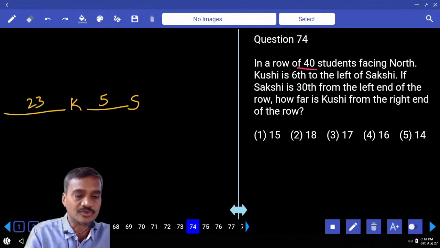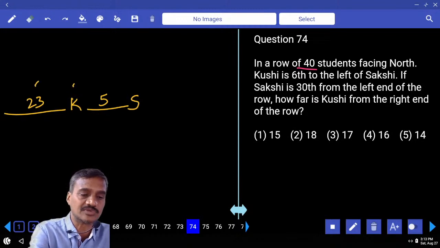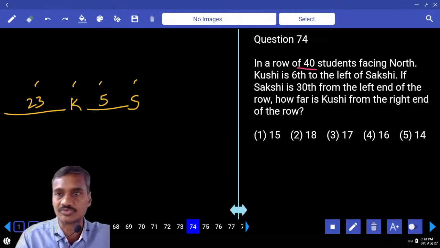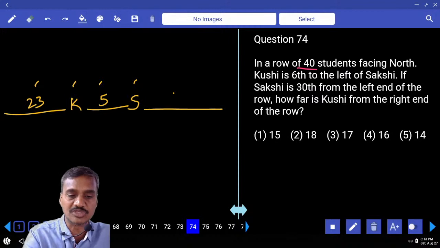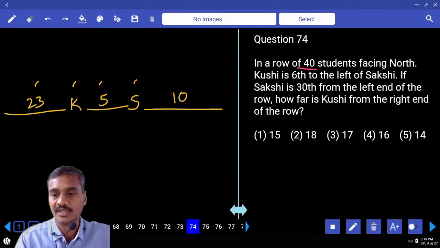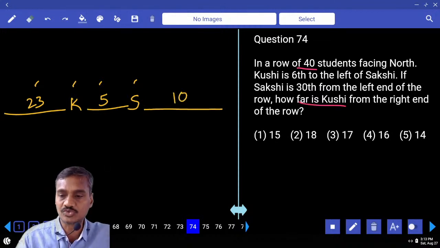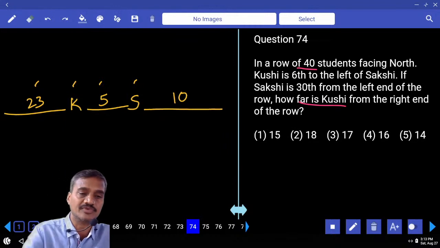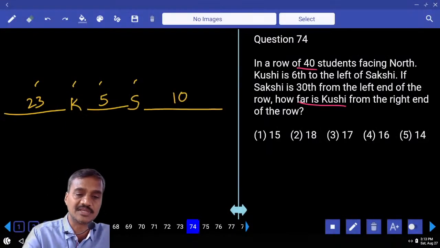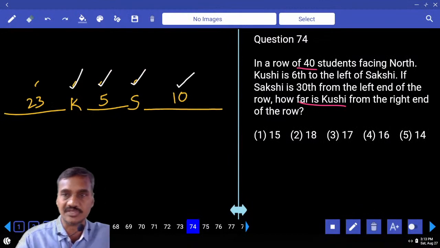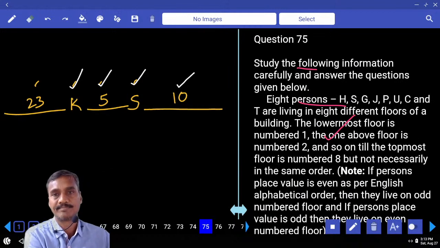And in total how many persons are there? 40. Out of which 23 plus 1, 24 plus 5, 29 plus 1, 30. The remaining 10 persons are there to the right hand side of Sakshi. Then, how far is Kushi from the right hand of the row? Now we need to find Kushi's position from the right hand of the row. 10 plus 1, 11, plus 5, 16, plus 1, 17. Now 17th position, choice 3, question number 74.